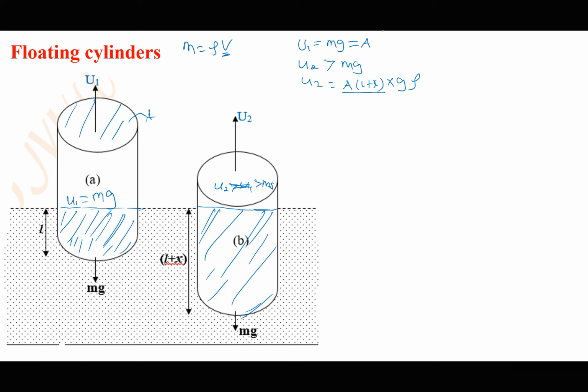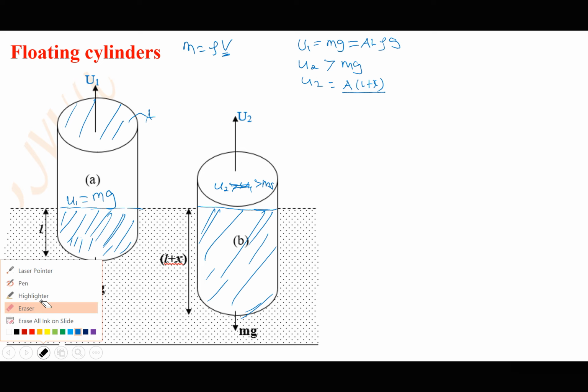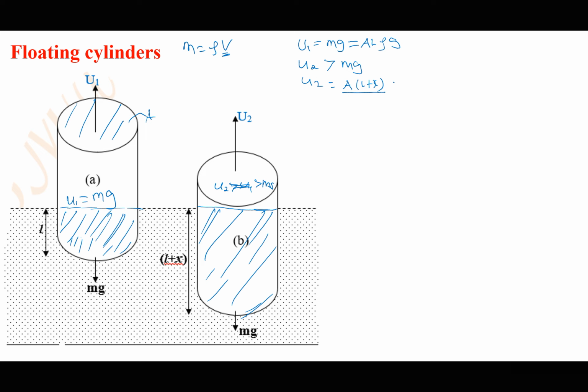So the mass: the volume is cross-sectional area times L, then times density times g. So even here, it is the volume times the density, then times g. So we have just to compare, to simplify this. If I open the bracket here, it means that the new upthrust U2 is equal to A L rho g plus A rho g times x. So that is the new upthrust.